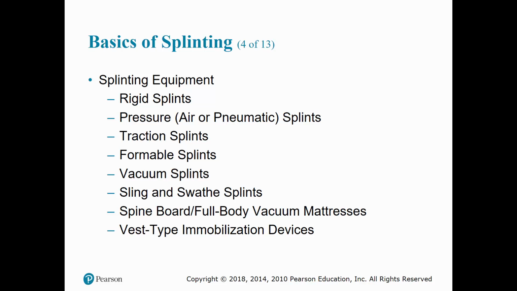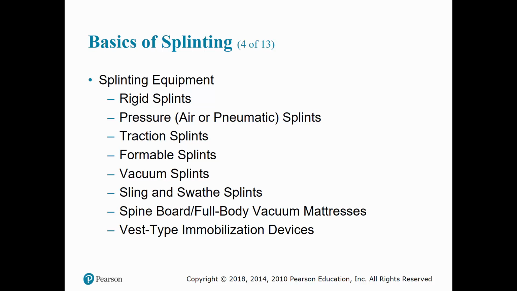Formable splints are a type of rigid splint, i.e. your SAM splints, that is malleable enough to conform to a deformed or angulated extremity. The splint is shaped to the deformed extremity instead of making the extremity fit the splint. Once shaped to the injured extremity, it is fixed in place with either cravats or Velcro straps. These are usually made of wire, thin aluminum, or some other metal that can bend.